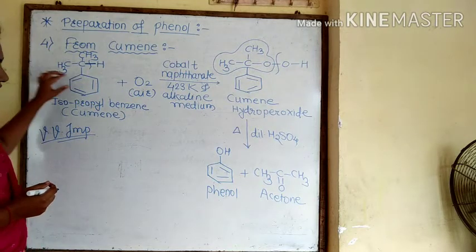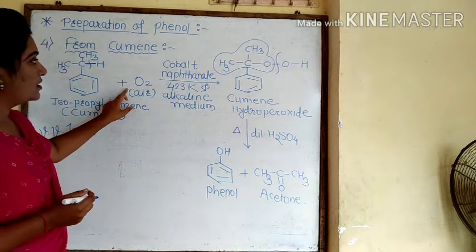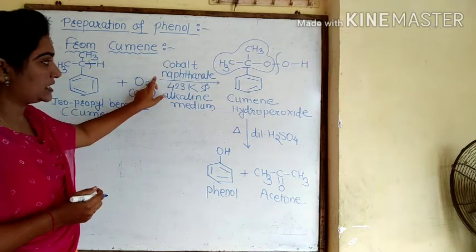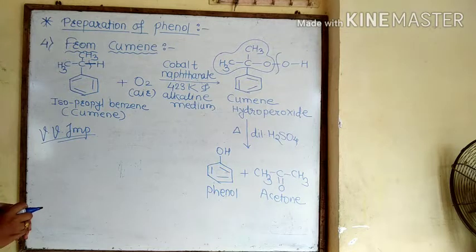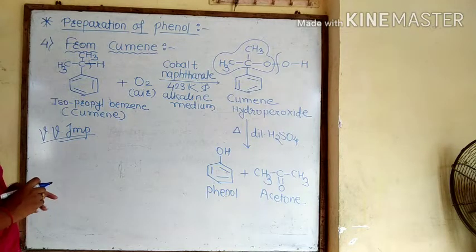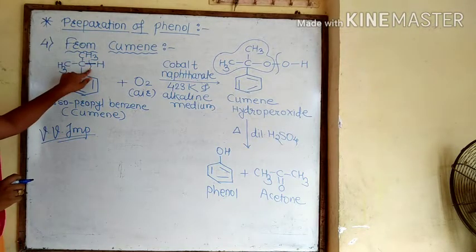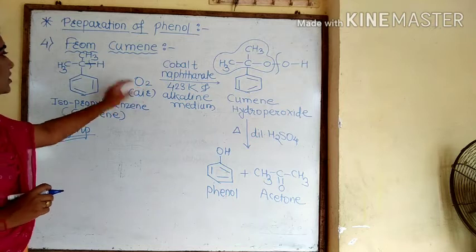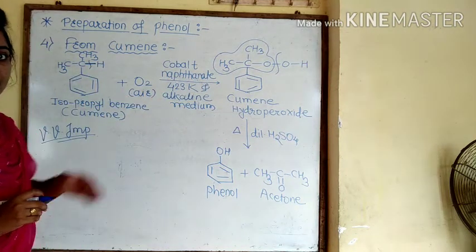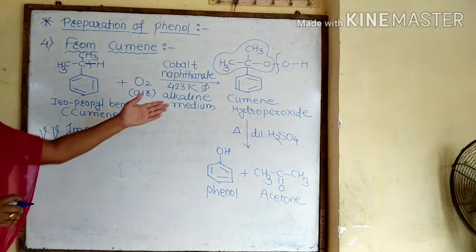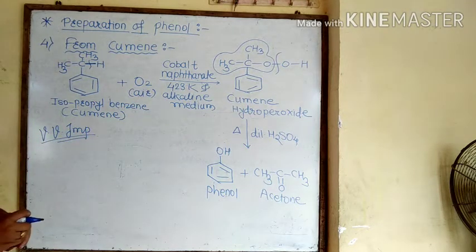Isopropyl benzene when reacted with O2 in presence of cobalt naphthenate at 423 Kelvin temperature and in alkaline medium. So what we get? Simply this CH bond gets broken and two oxygen atoms are placed in between this carbon and hydrogen, that is, they are attached, and there is formation of cumene hydroperoxide.